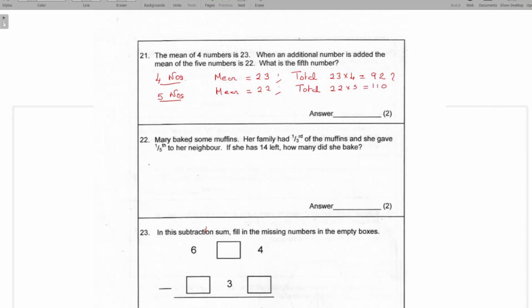So the difference between these two numbers is the fifth number. Therefore, the fifth number would be 110 take away 92, which is 18.